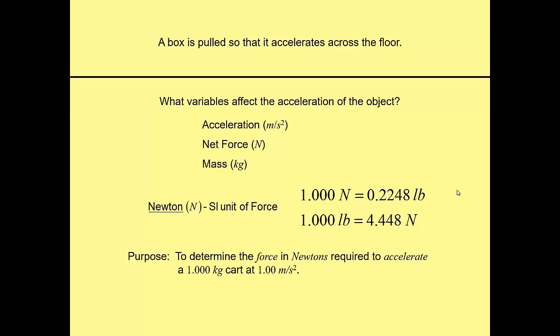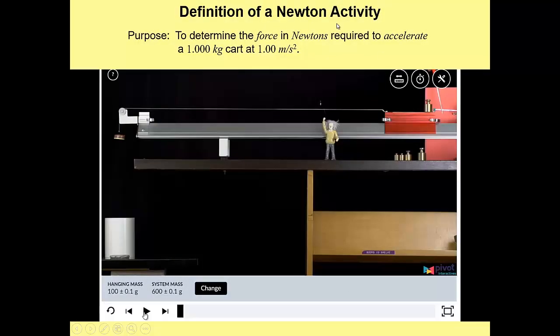So the purpose of this activity, as it'll say right at the top of your lab sheet, is to determine the force in newtons required to accelerate a 1 kilogram cart at 1 meter per second squared. And from that, we're going to be able to define a newton. Okay, so again, we're going to try to figure out what 1 newton means by figuring out what it does. Right? How much force does it take to accelerate a 1 kilogram cart at 1 meter per second squared? So this is called the definition of a newton activity.